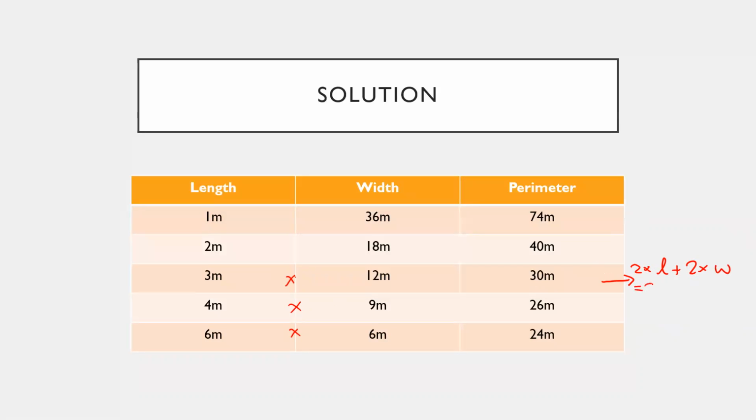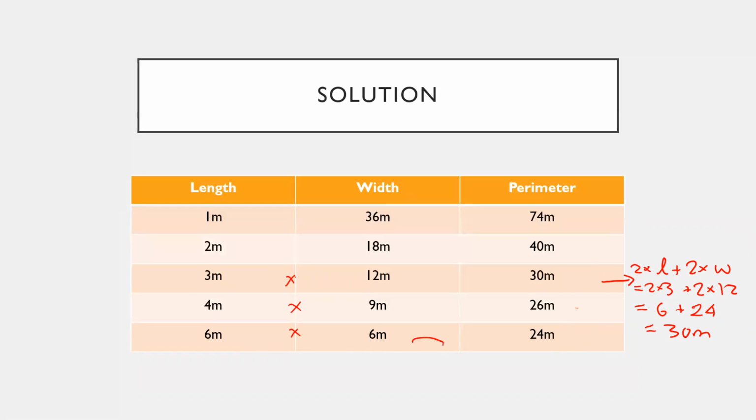In this case, I have 2 times 3 plus 2 times 12. And 2 times 3 is 6, and 2 times 12 is 24. And then that gives me a total answer of 30. So I'm just showing you how I got the perimeter for that. And I follow the same idea for these two as well, right? So that should be pretty simple.